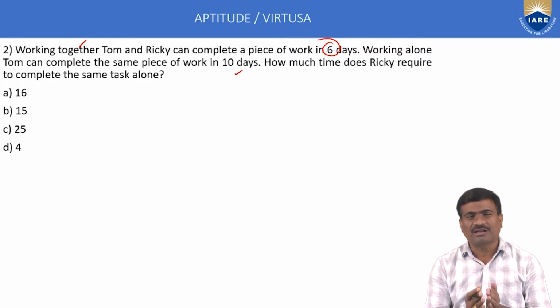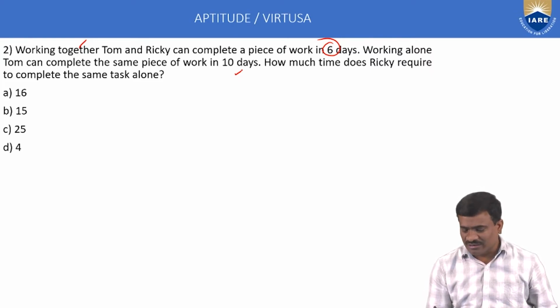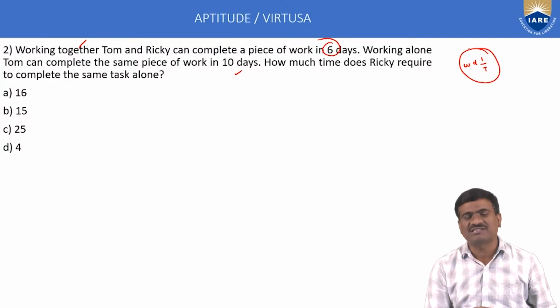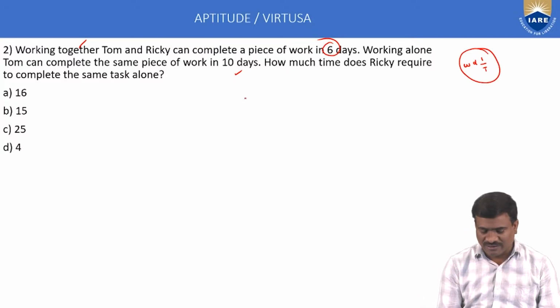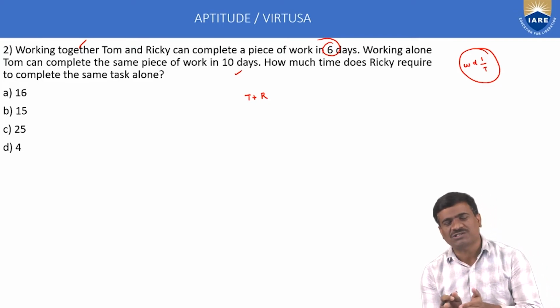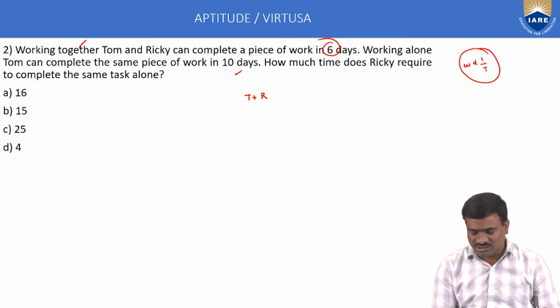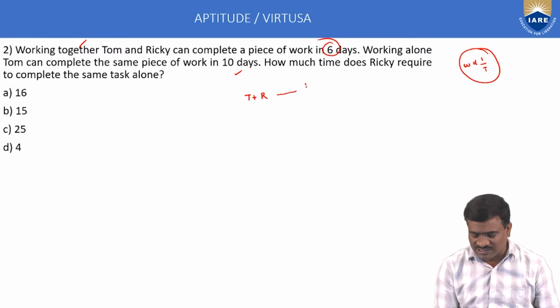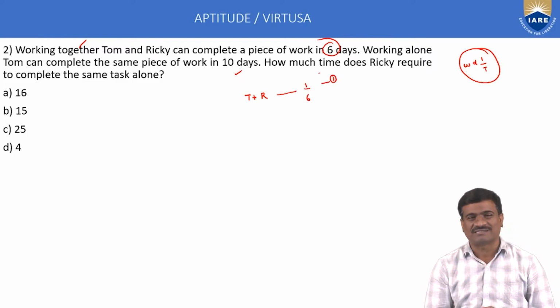Here apply the time and work topic application. In the time and work method, work is always inversely proportional to time. This is called the application of the topic. First statement: Tom and Ricky can complete a work in 6 days. Convert this information into 1 day work. The total work is equal to 6 days, so 1 day work is equal to 1 by 6.